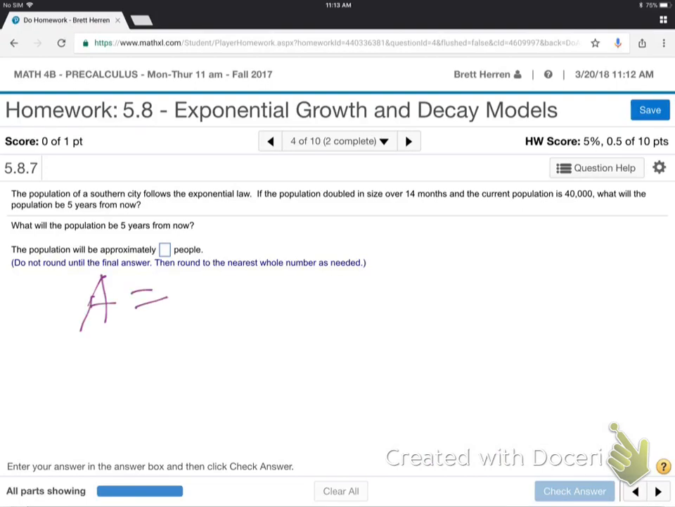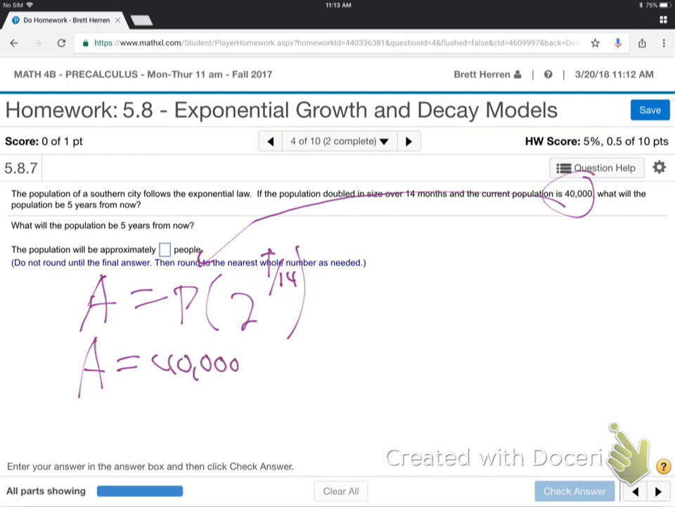So A equals P times 2 to the t over 14. And the P is the 40,000, because remember that P is the original investment, the current amount of people. 40,000 times 2 to the t over 14. Like that. Good? So now we have the formula by which we can answer any question they want to ask us. And what's their question? 5 years from now. How many people? So 40,000 now. What are we even talking about here? So population of a southern city. 40,000 live in the city now.